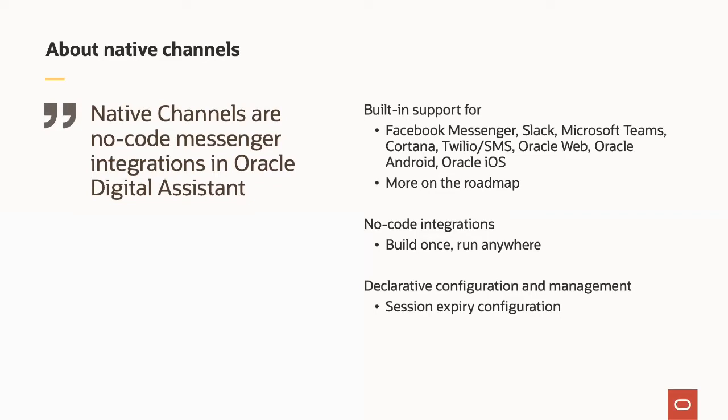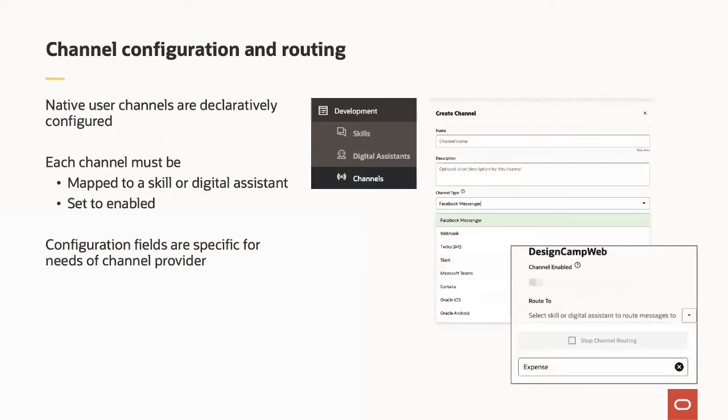There are some security settings dependent on the channel. It might be that you have a specific handshake to fulfill, and everything is handled and configured declaratively. So no code on your side. Here on the right-hand side is a screenshot of how the channel configuration for user channels looks. As you can see, when you create a new channel, you have a list of supported native channels. You just select the channel, and then the configuration screen you see afterward will just show you the properties that are specific to configure for that channel.